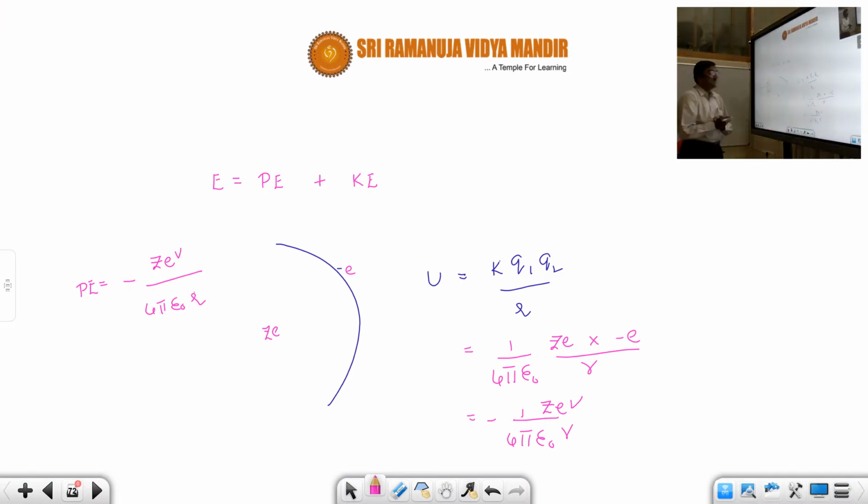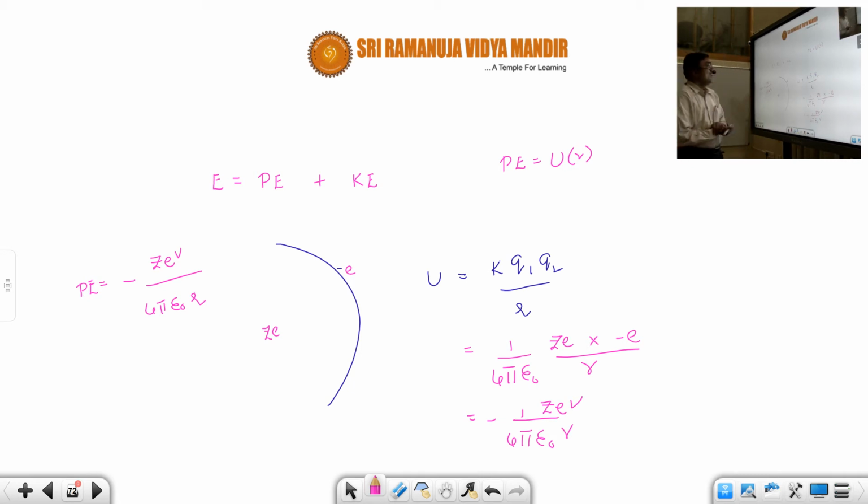So now students, you understood the potential energy. Potential energy can be represented by U, as a function of radius. R means what? As a function of radius. That is the meaning. I hope you are very clear.